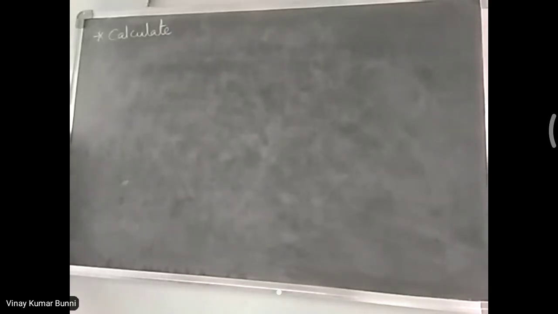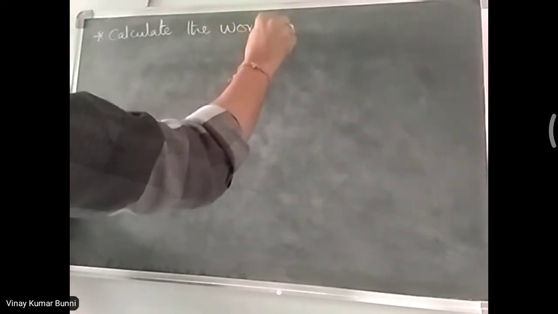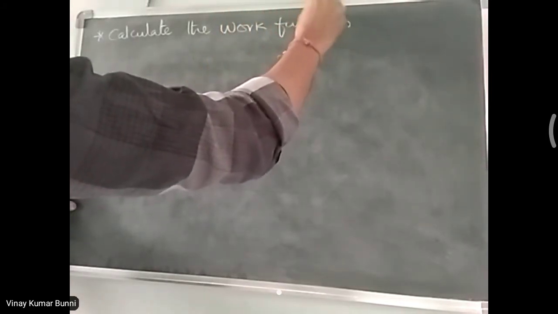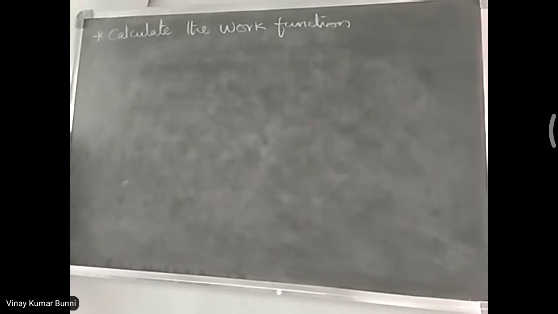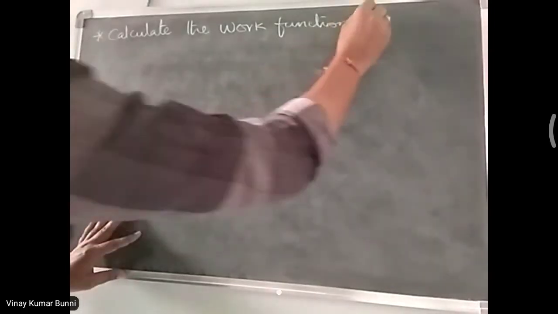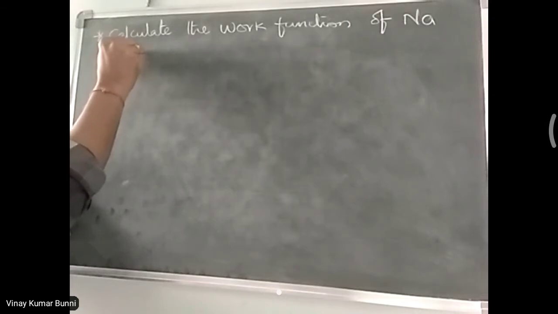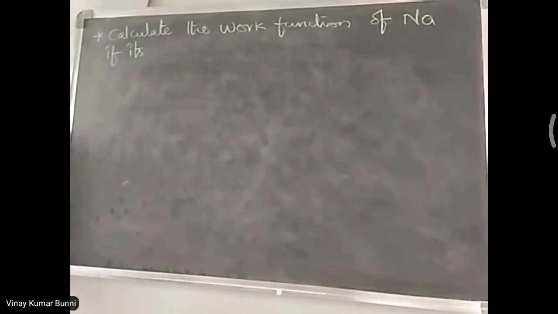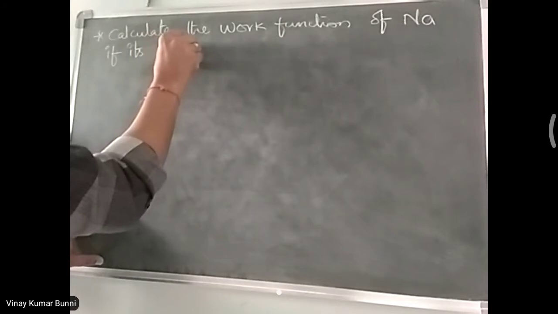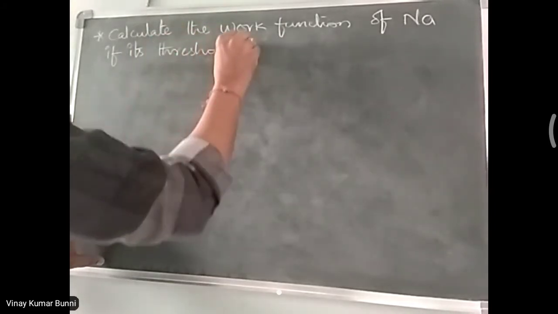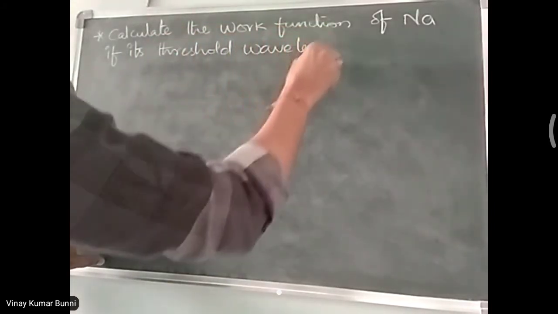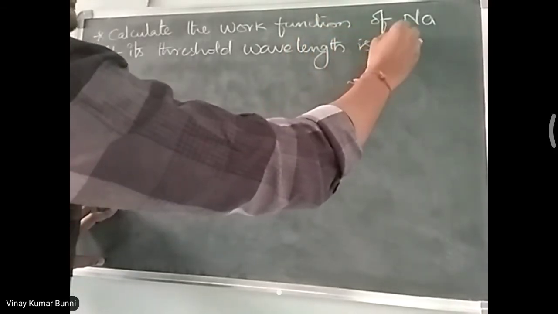Calculate the work function of sodium if its threshold wavelength is 5040 angstrom. See, in the previous problem, he asked us to find the wavelength, but now he is asking to calculate the work function.